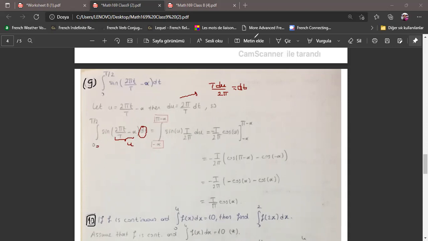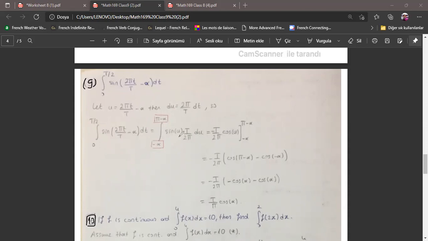What about the boundaries? This is equal to u, so when t is equal to 0, we get minus alpha. When t is equal to capital T over 2, just write T over 2, so you will simplify them. You will get pi minus alpha. So above we have pi minus alpha.